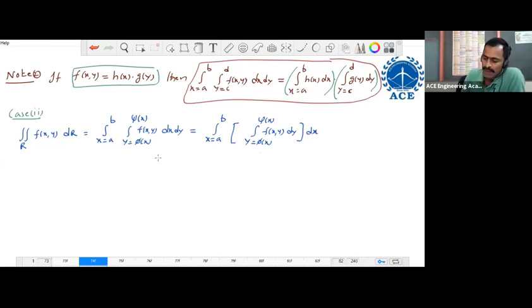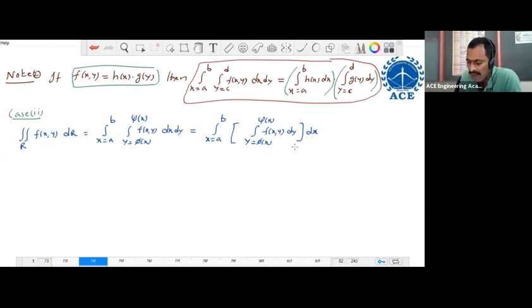Now the difference between this and case 1 is that in case 1 both integral limits are constants: x limits are constants, y limits are constants. But here only x limits are constants, and y limits are functions of x, that is, variable limits. So x limits are constants, y limits are variable limits only. When one of the limits is variable and the other is constant, then you cannot integrate with respect to x first. We should start the integration with respect to the variable limits y and then stop the integration with respect to the constant limits x.